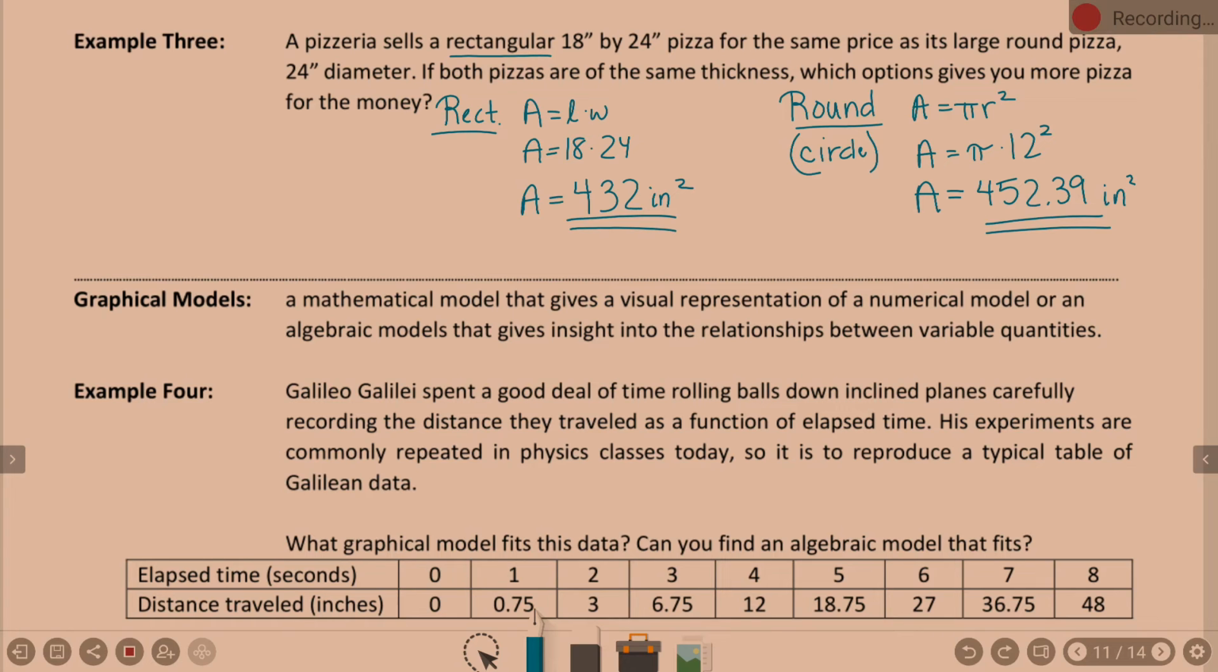Okay, what's the answer to the question? Round. Katie's in luck. The round pizza gives her more pizza for her money, so she's safe.